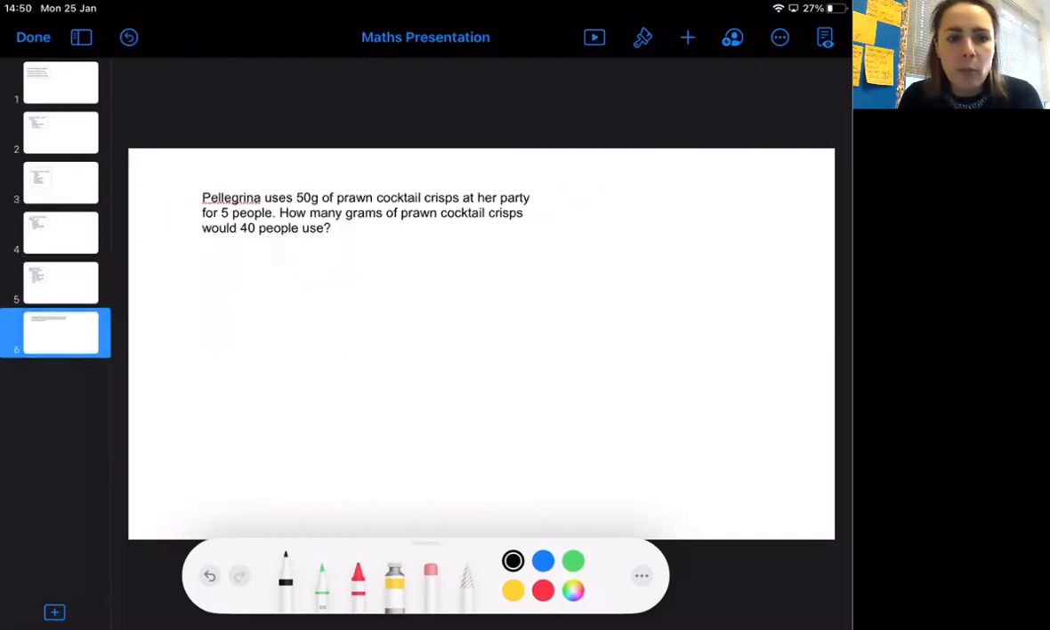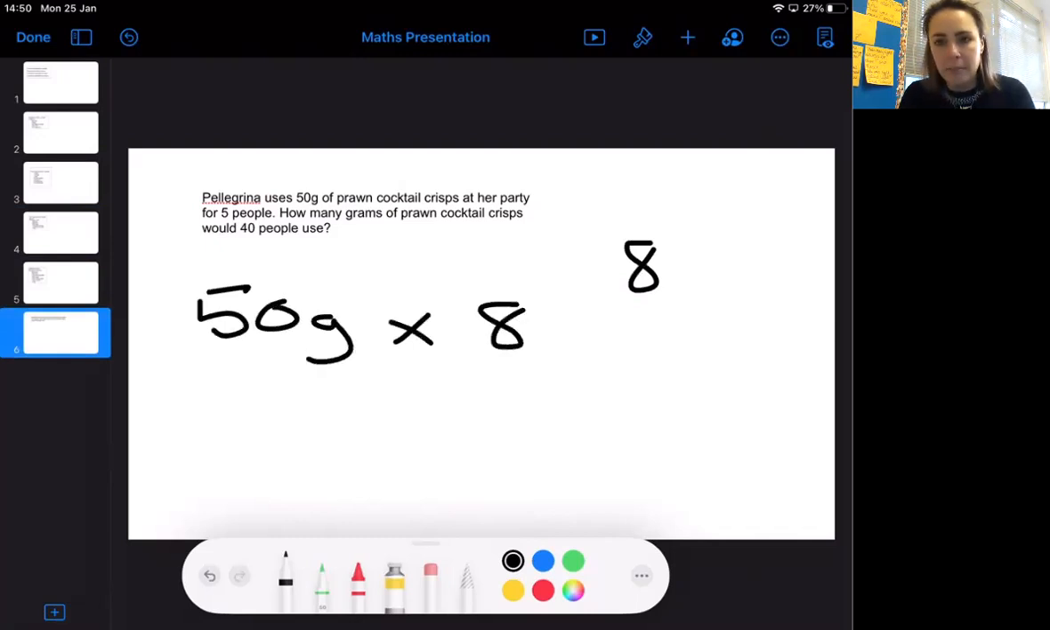And finally, an example of one of the challenges that you may be given. This is a word problem. So Pellegrina uses 50 grams of prawn cocktail crisps at her party for 5 people. How many grams of prawn cocktail crisps would 40 people use? You need to see how many 5s there are in 40. So you'd use your 5 times table. So you count up 5, 10, 15, 20, 25, 30, 35, 40. So I know that that's 8. So I would be timesing that amount, 50 grams, by 8.